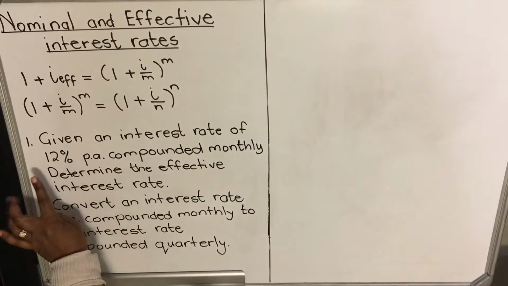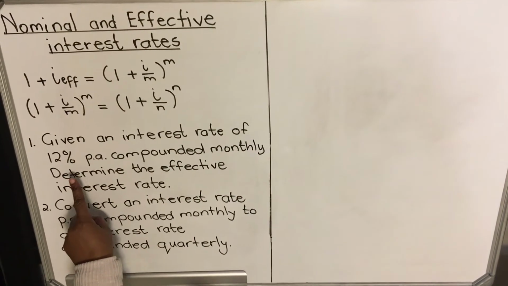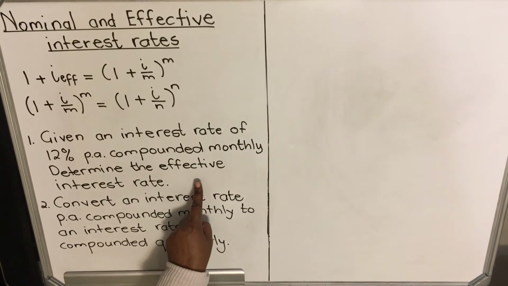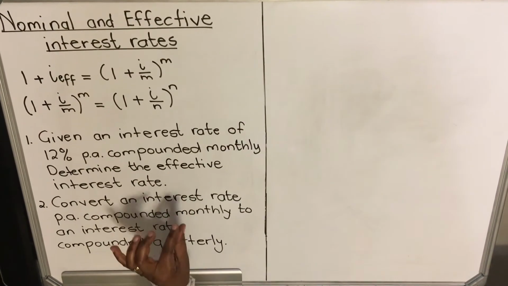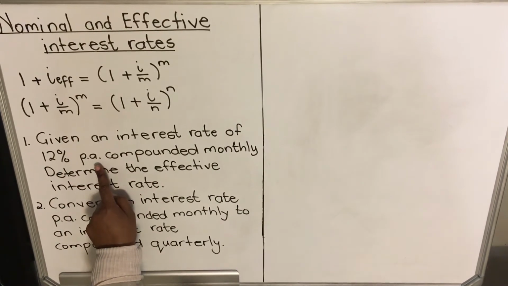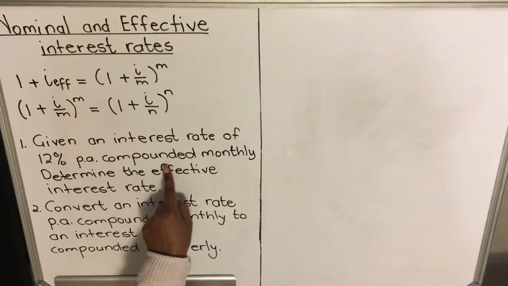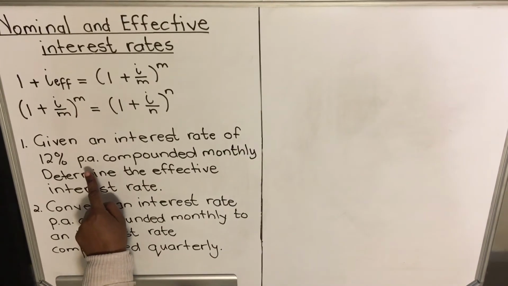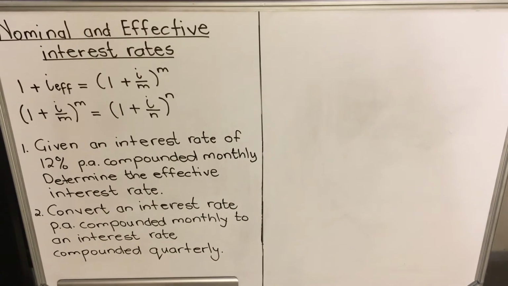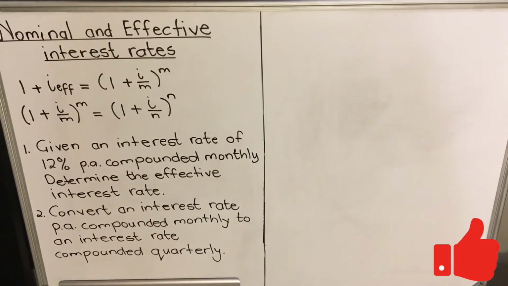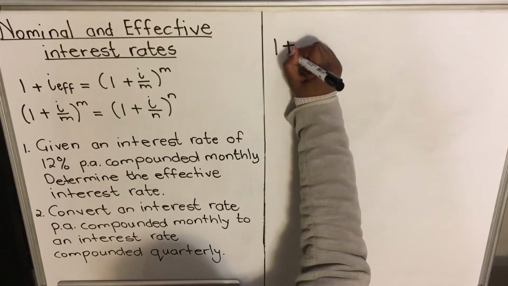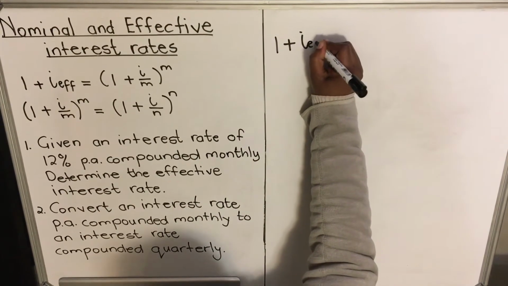Our first example says: given an interest rate of 12% per annum compounded monthly, determine the effective interest rate. The effective interest rate is the interest if it's calculated once a year. This one is compounded monthly, so it's calculated every month, but per annum, in a year. So the formula that we're going to use is the one that has effective. One thing with this formula, it's not in your formula sheet. You need to memorize it.